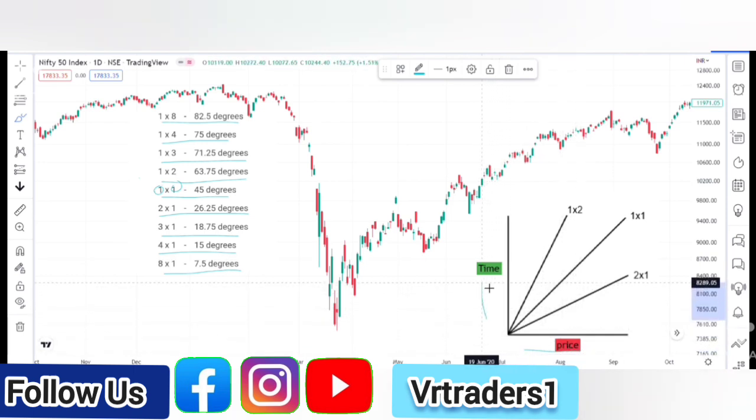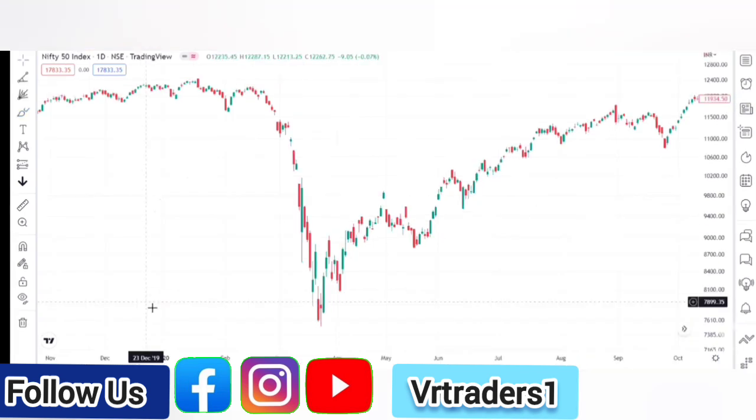So using the tan theta formula, that is tan theta equals y-axis upon x-axis, tan theta equals 1 divided by 1. Therefore tan theta equals 1, which is 45 degrees. Similarly, we can find for the other 8 Gann angles.